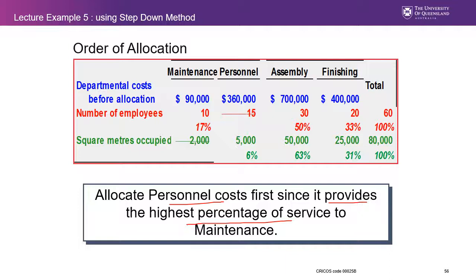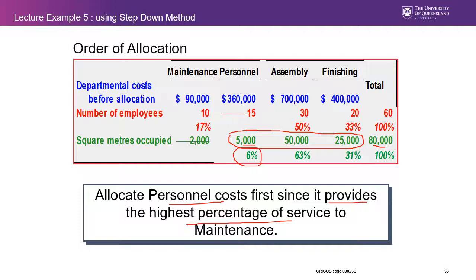So if we calculate the total square meters for all the other departments, not maintenance, so for personnel, assembly and finishing, it's 80,000. So we divide 5,000 by 80,000, that gives us 6%. So personnel uses 6% of maintenance's services.